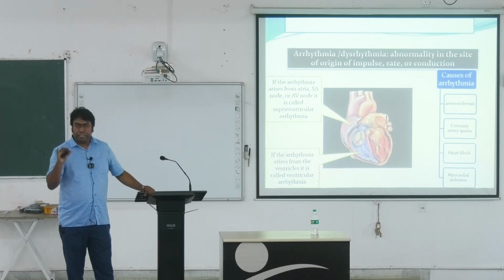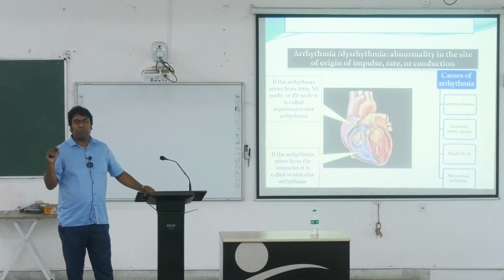There are 3 types: stable, unstable, variant. Very good. What is the pathophysiology of variant angina?